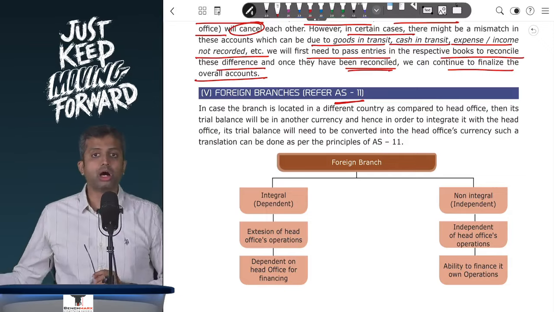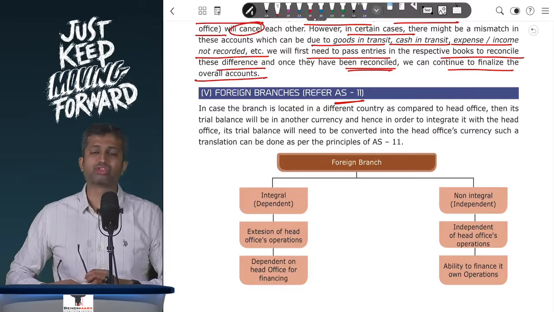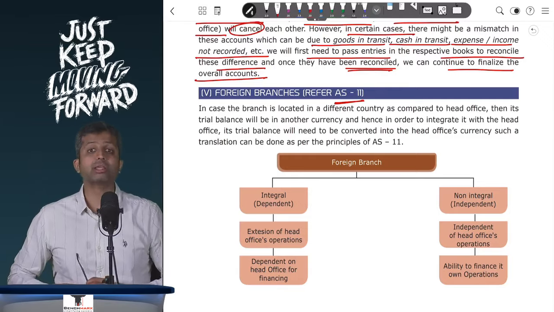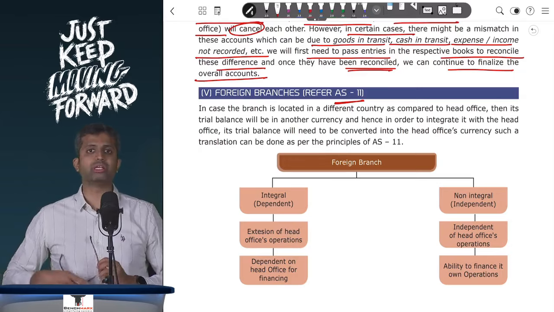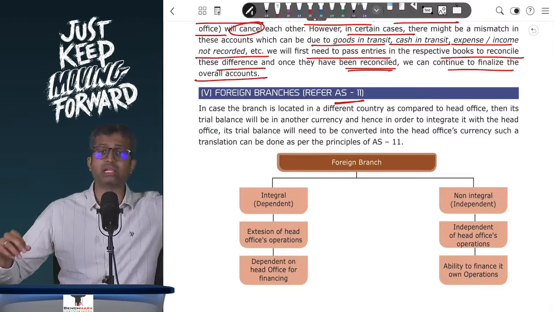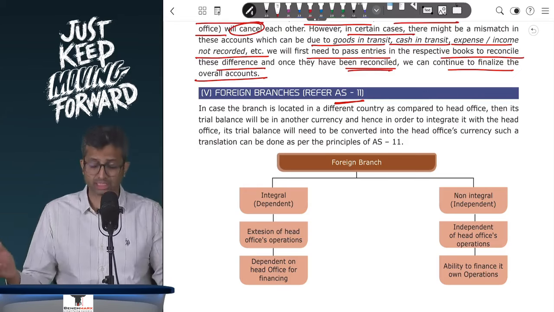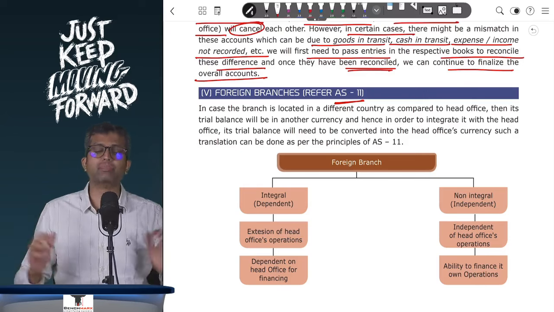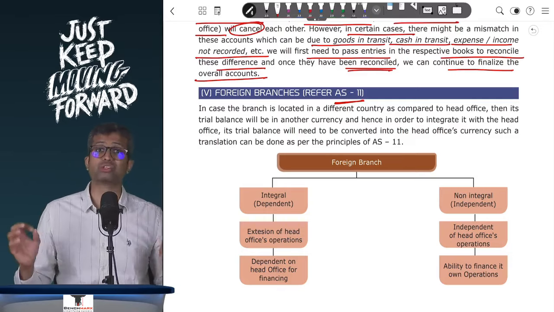It's either an integral branch, which is a dependent branch, whereby the integral branch is dependent on the head office. It is unable to finance its own operations, and hence this is a dependent branch. It is an extension of the head office only. And the second type of branch is a largely independent branch. Like when you look at a company like Jaguar Land Rover and Tata Motors. Now JLR is largely independent. It is able to finance its own operations and everything else. And hence JLR is largely an independent operation. So over here, if it's an independent operation, it is called a non-integral branch.